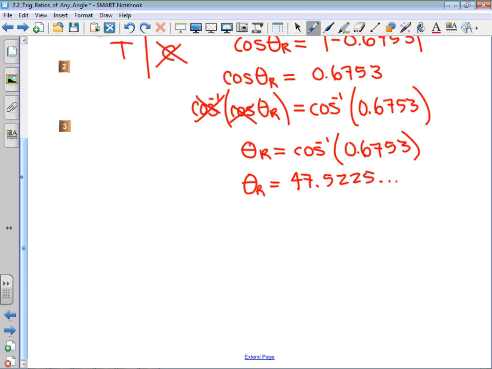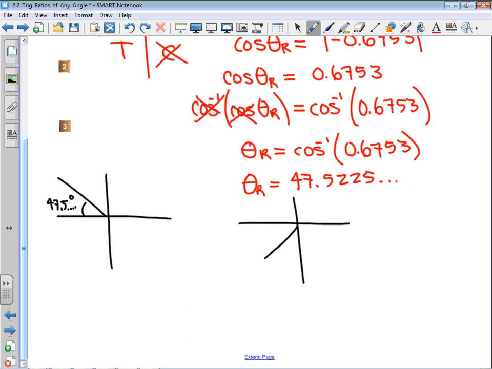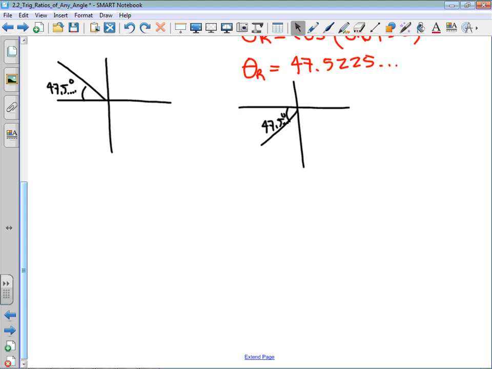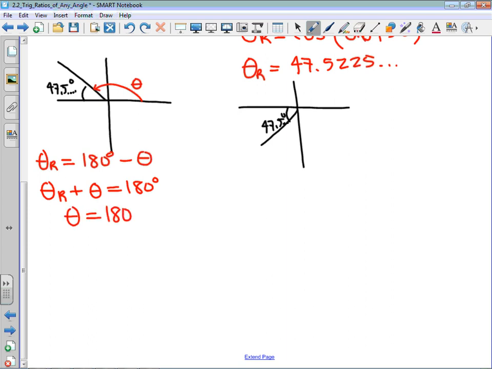What we do know now is that in quadrant 2, if I draw my angle here, this is my 47.5 degrees. In quadrant 3, when I draw my angle, this is my 47.5, that reference angle right there. Whether you use the algebra or not depends on what you like to do. My answer in quadrant 2 looks like that. Theta reference is equal to 180 degrees minus my rotational angle. Theta r plus theta is 180, so the rotational angle itself is 180 minus the reference angle.